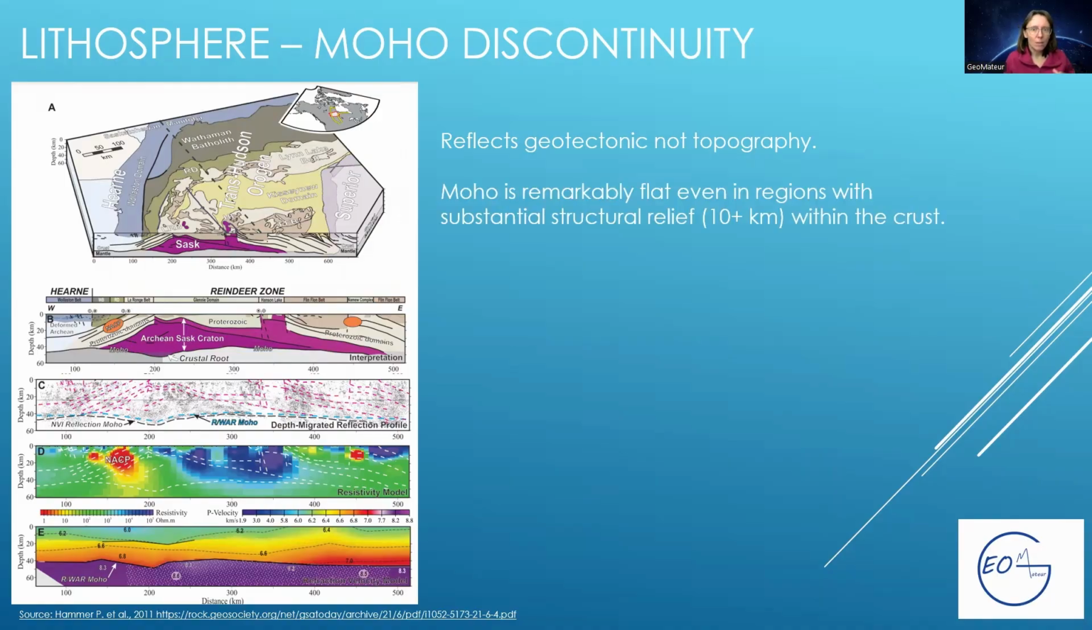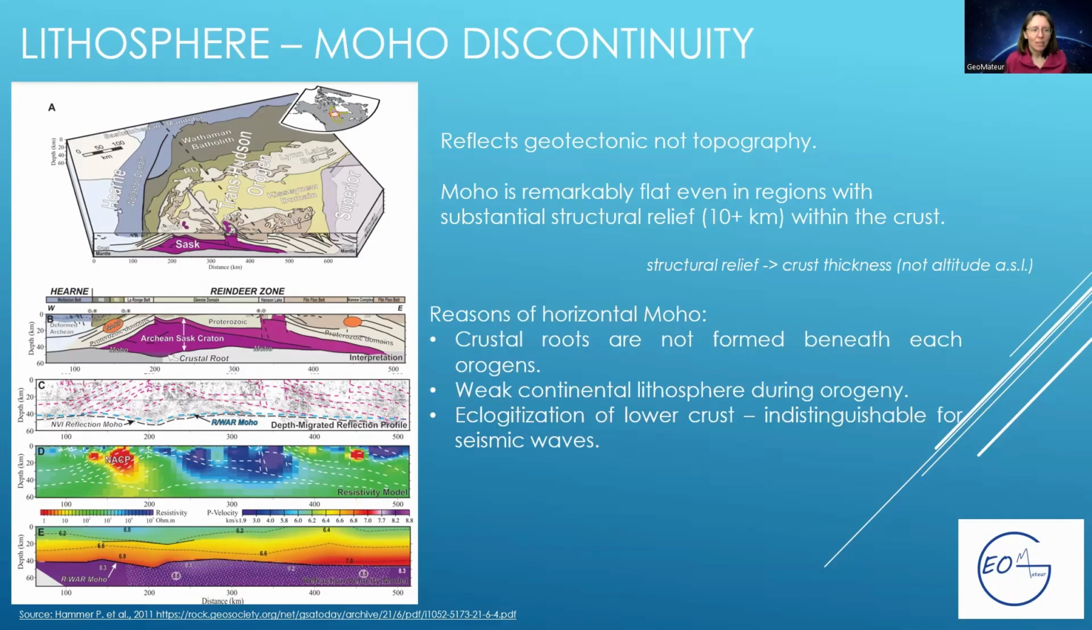So Moho is remarkably flat, even in regions with substantial structural relief, 10 plus kilometers within the crust. And remember, structural relief is crust thickness, not altitude above sea level. So do not compare it with Mount Everest.